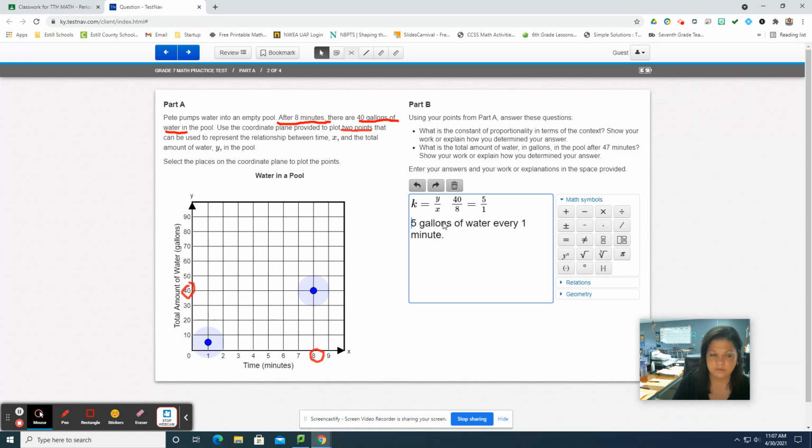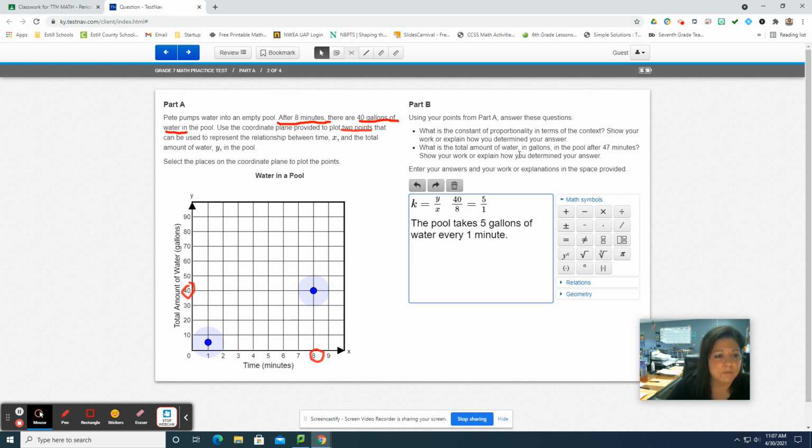Pete pumps water into the pool. So maybe we can put the pool takes, how's that? The pool takes 5 gallons of water every 1 minute. That would be context. Okay. All right. So we've answered the first question. Let's go to the second question.